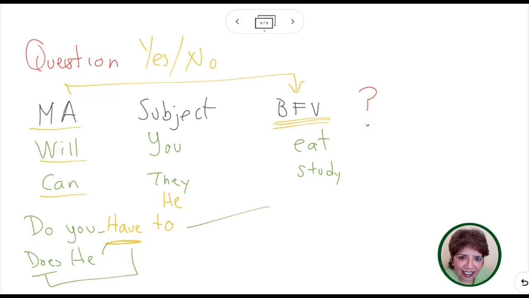Ok. Then, mis queridos alumnos, espero que este video te haya servido para poder comprender para qué nos sirven estos modal auxiliaries y cómo los voy a utilizar en todas sus versiones, affirmative, negative y question form.